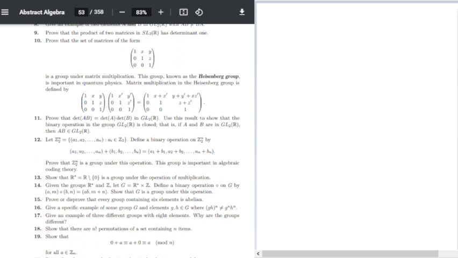That algebra is definitely not pretty. Alright. Prove that the set of matrices of the form... no. Okay, this is the group under matrix multiplication. The Heisenberg group is important in quantum physics. The Heisenberg group is defined by... Okay, I'm not going to do this because, oh my gosh.